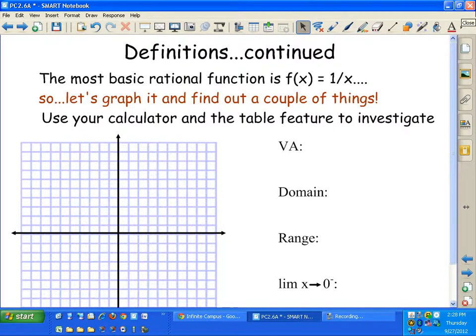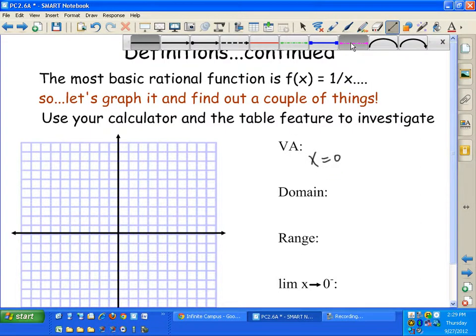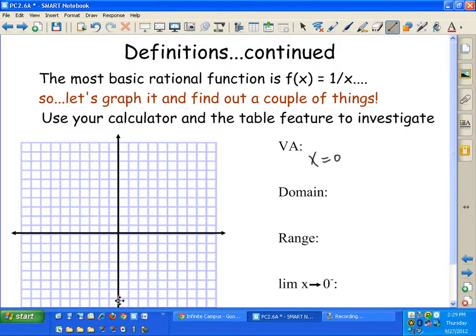So then it says from the definitions, a most basic rational function is like 1 over x. So we're going to graph it. We're going to talk about the vertical asymptotes. So to find the vertical asymptote, I'd set the bottom equal to 0. So a vertical asymptote is at x equals 0, which I'll put in this pink dotted line here. There is my vertical asymptote on my graph.